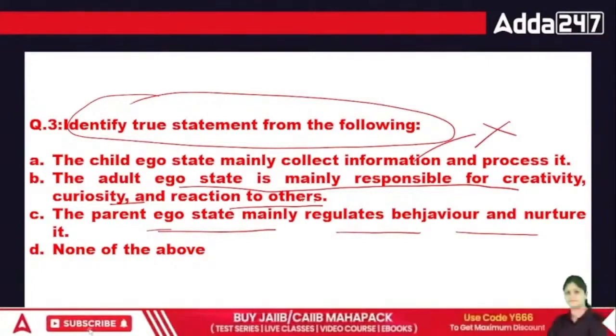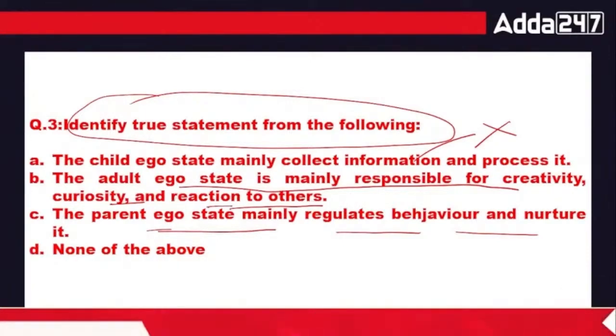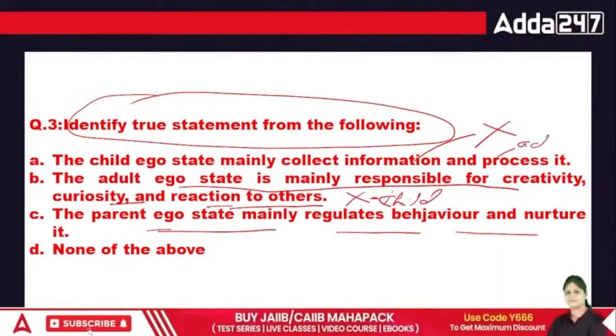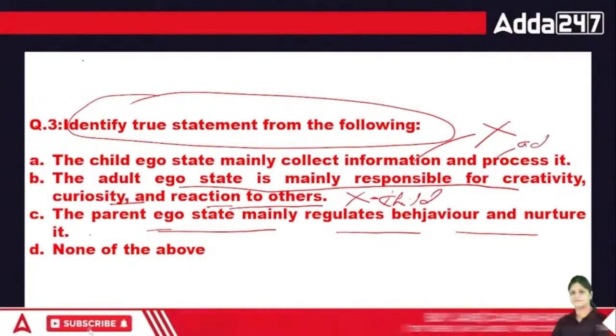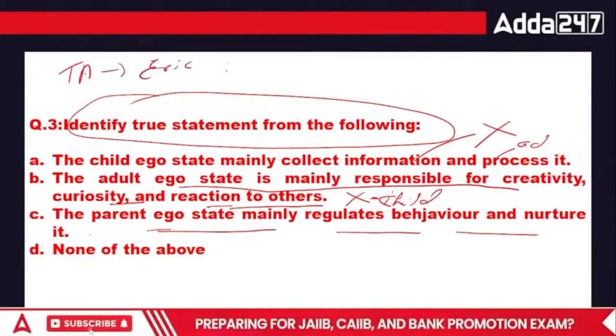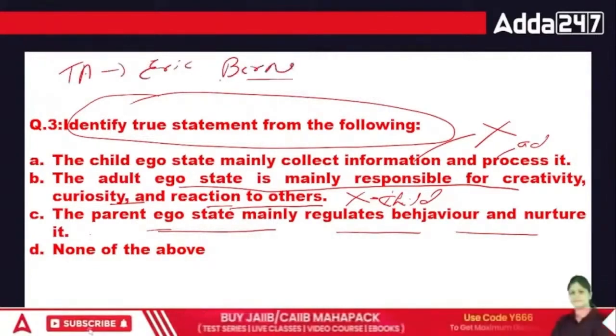B is: adult ego state is mainly responsible for creativity and reaction to others. That is completely wrong. We are talking about the child ego state here, and here we are talking about the adult. But the third one, see, in the transactional analysis which is given by Eric Berne, we have done it in the paid class also.